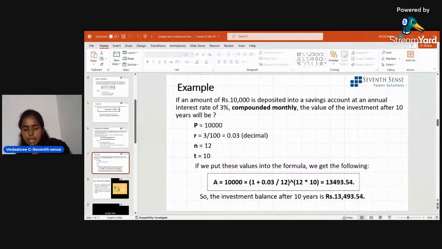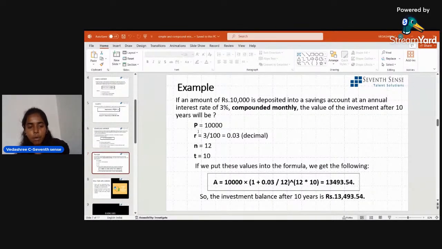So here is an example. If an amount of rupees 10,000 is deposited into a savings account at an annual interest rate of 3% compounded monthly, the value of the investment after 10 years will be, what? Compounded monthly is important while calculating compound interest. So this is the question here. Now what is given? The principal amount is given, right?